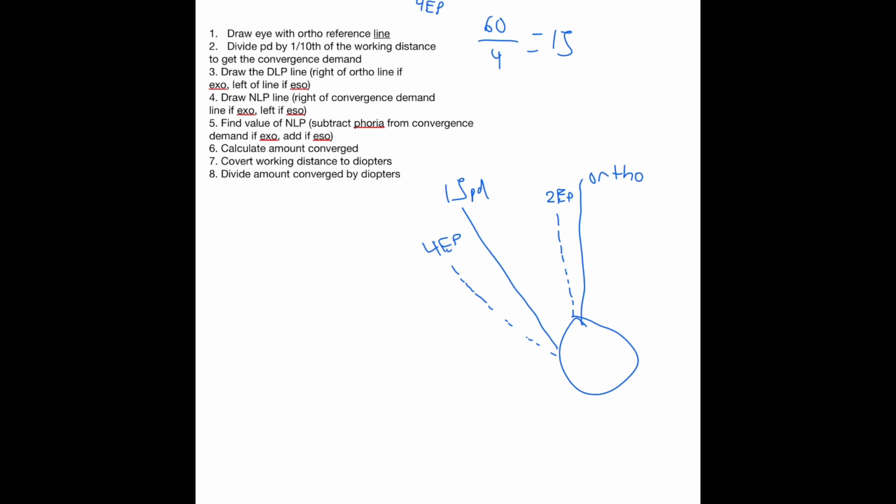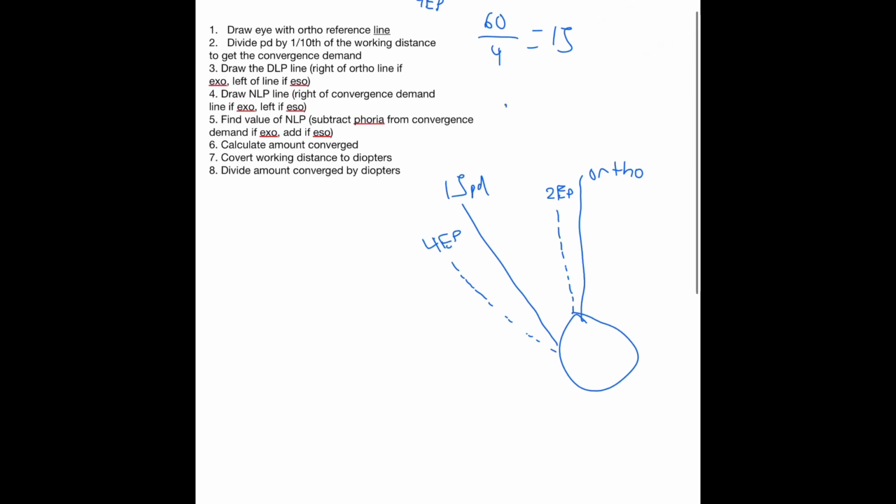Okay, next you can find the value of the NLP in prism diopters, which might help you calculate how much it converged. So I wrote here, subtract phoria from convergence demand if exo, add if eso. So this person is 4 esophoria, so we're going to add that to the convergence demand. So 4 plus 15 equals 19. So this equals 19 prism diopters.